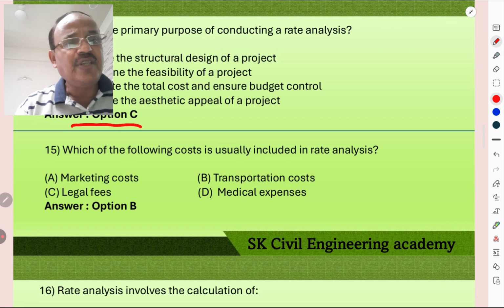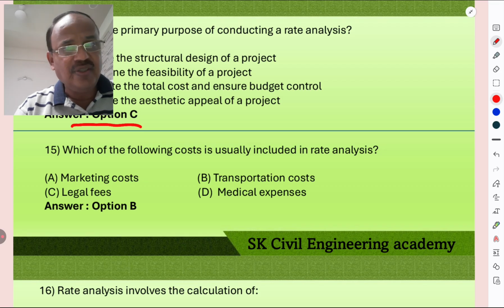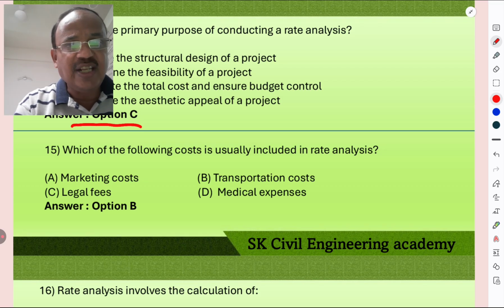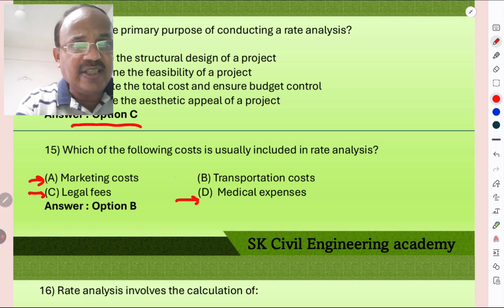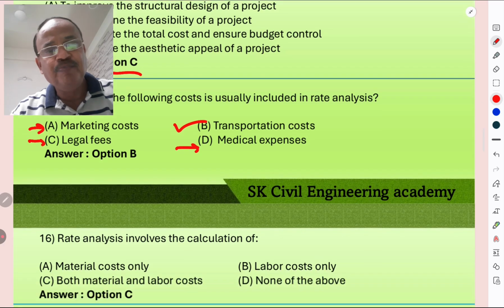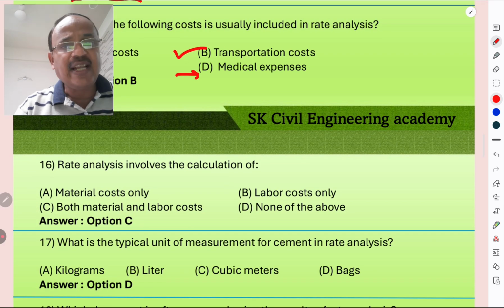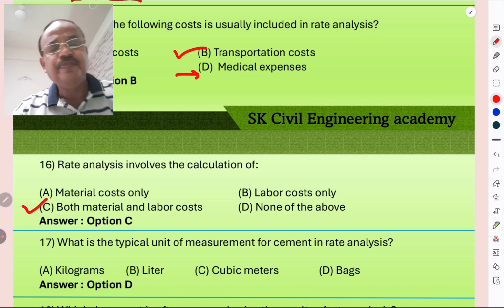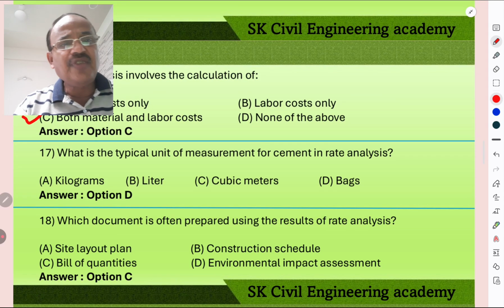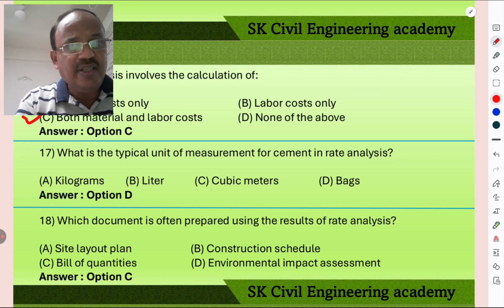Which of the following cost is usually included in the rate analysis? Marketing cost, transportation cost, legal fees or medical expenses. All these three are not considered. 1, 2, 3. So correct is the transportation cost, option B. Rate analysis involves the calculation of material cost, labor cost, both material and labor cost or none of the above. Both material and labor cost. What is the typical unit of measurement for cement in rate analysis? The cement is measured in bags.